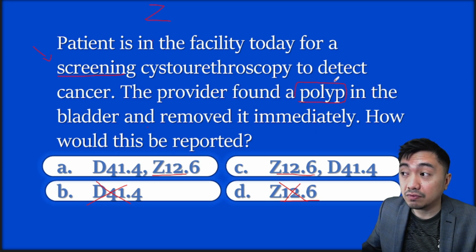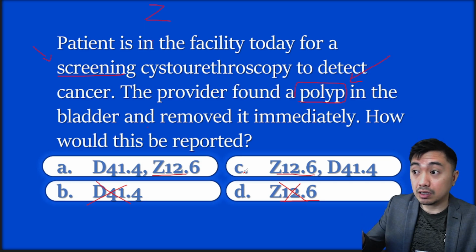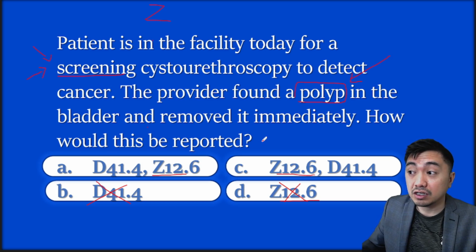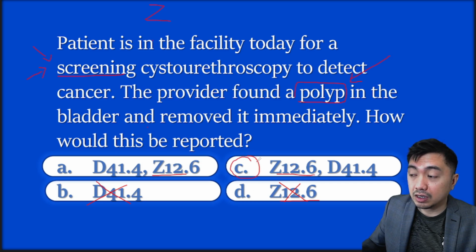There was a finding of the doctor here called the polyp, right? So the only question here that you need to ask again, compare letter A and letter C, is the sequencing. You have D41.4 here, which is for polyp, all right, of the bladder, which should not be coded as your initial diagnosis because there is a planned screening visit of this patient, although there was a finding diagnosed by a doctor. So you will be coding and choosing letter C for this case.